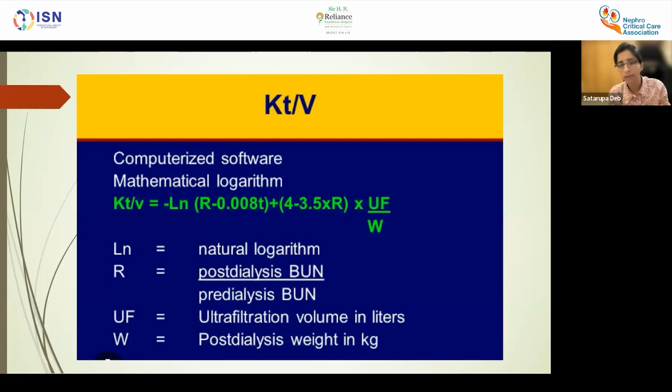There's a dialysis adequacy calculator. It comes by this name only. You can search it in Google. Okay. You basically need this formula. You need these parameters: the post-dialysis BUN, pre-dialysis BUN. You have to give the ultrafiltration volume in liters, the post-dialysis weight in kgs, and also T. T has to be given in minutes. So if you just put in this formula, you will get the KT by V calculated automatically.